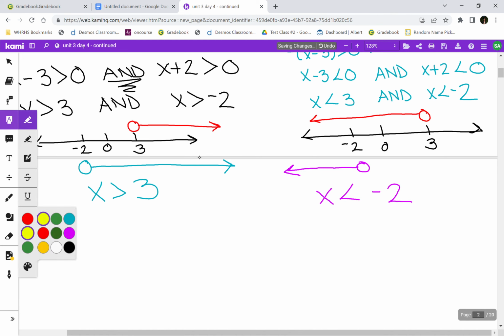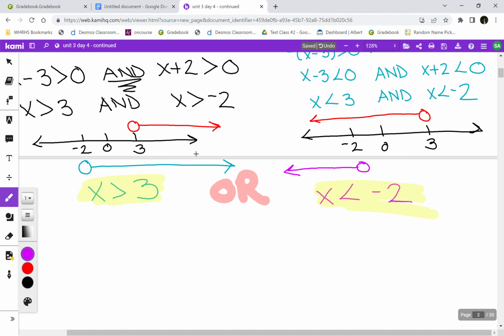But now I have this solution, x is greater than 3, and I have this solution, x is less than negative 2. What word goes in the middle of this? Or goes in the middle of this, because it was either they were both positive or they were both negative, right? Doesn't that make sense? So there's an or in the middle.